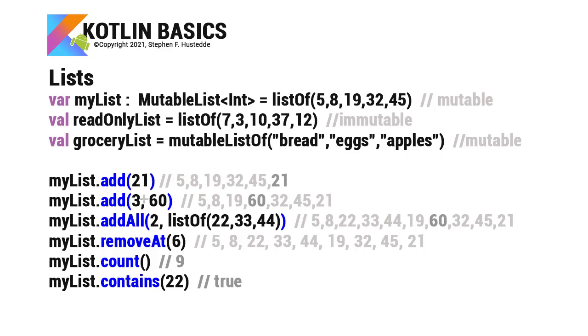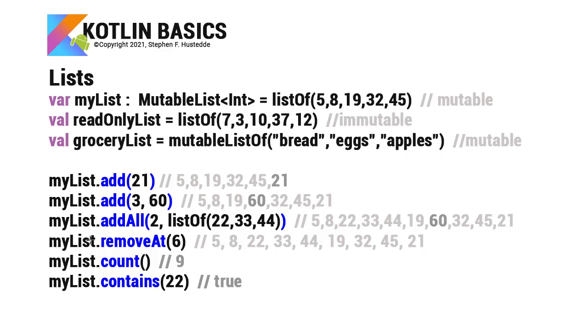We can also in add specify an index number. So here, index 3 will become 60 and everything else moves down to the right. So you'll see 60 is placed in the middle there. We can also add multiple items by using add all, specifying an index for where we want it placed, and then the list of and the values we want to add. So we're adding a list inside of a list to expand that list.